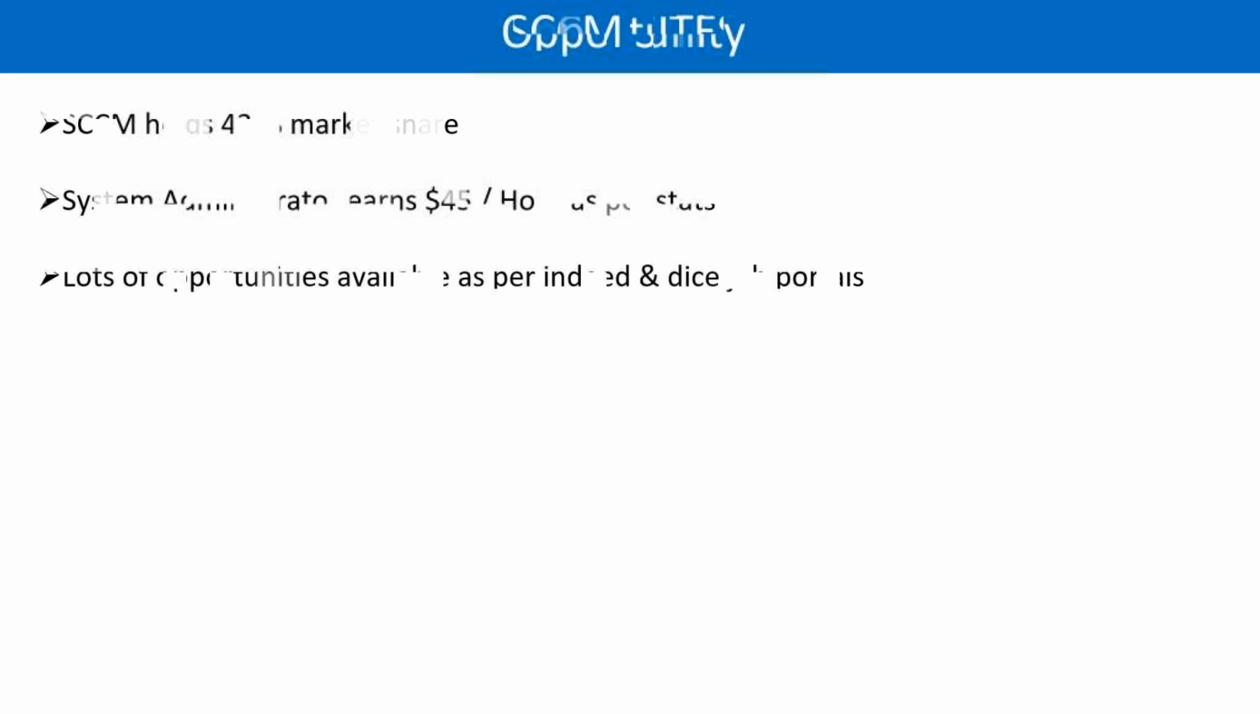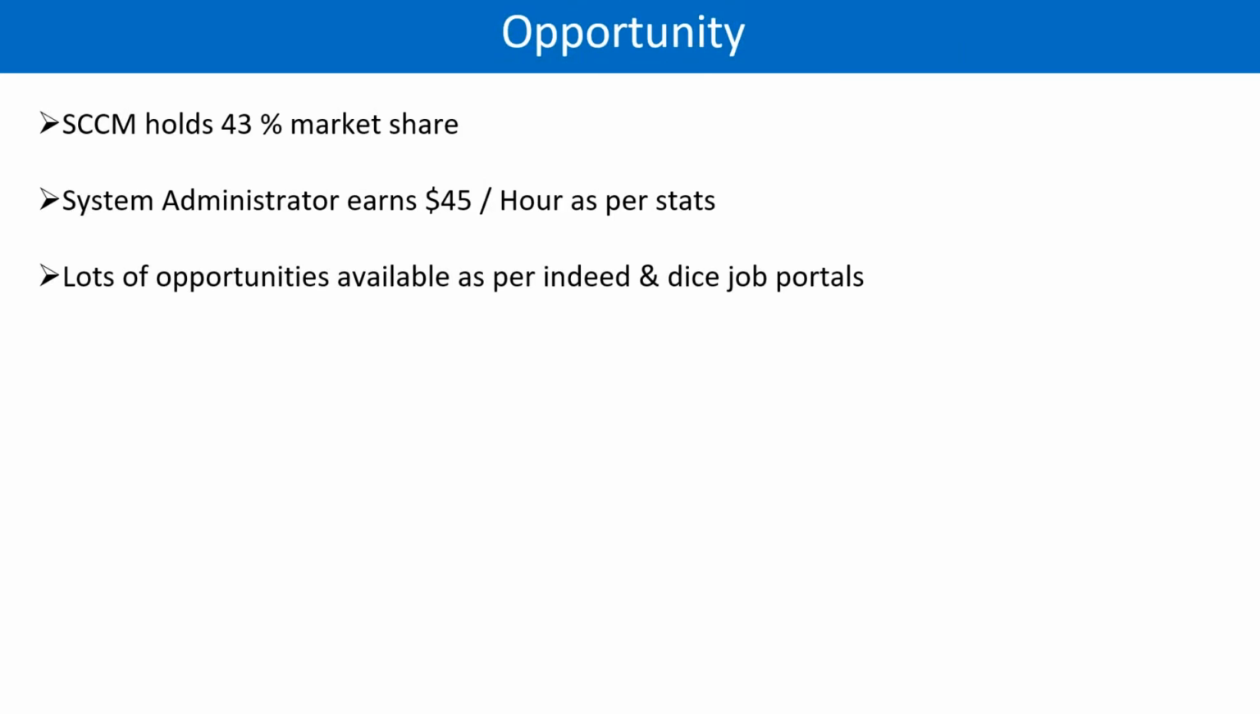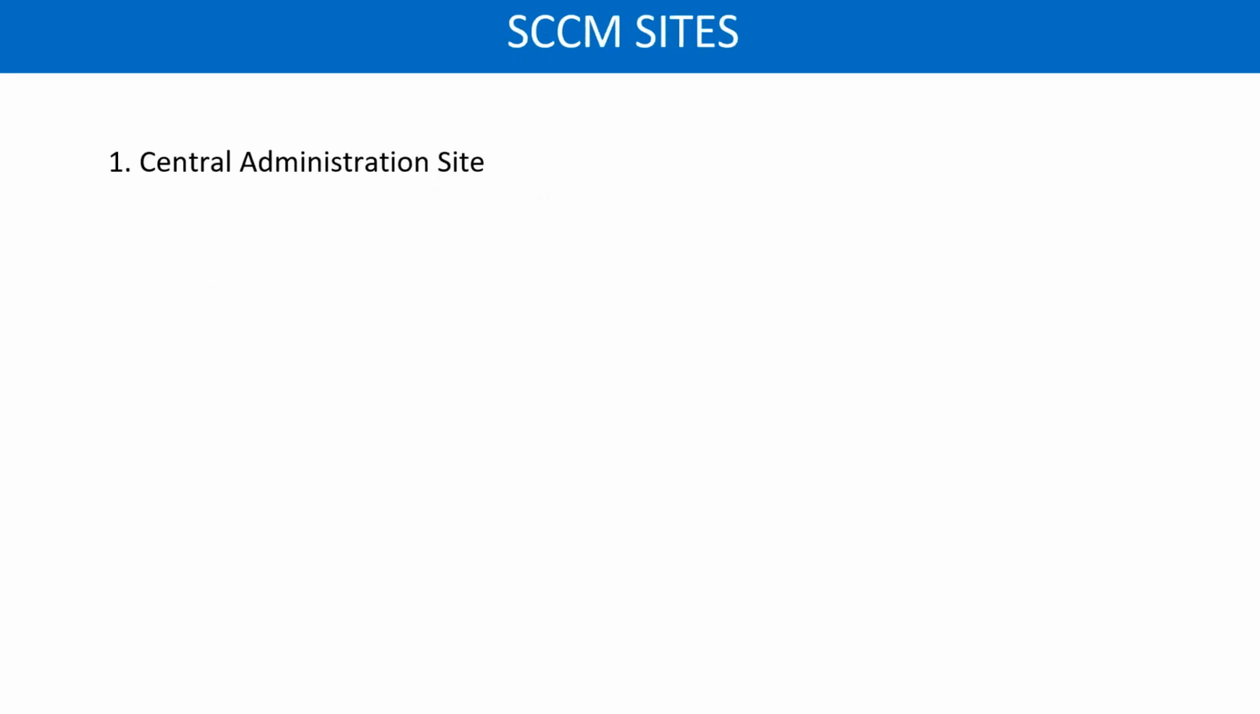So far we have discussed SCCM history, certification, duration, and opportunities in SCCM. We have 3 sites in SCCM. When we go into the training from tomorrow onwards, we will see in detail what all sites are there in SCCM. Today I'm just giving you the overview: central administration site, primary site, secondary site. These are the sites in SCCM.